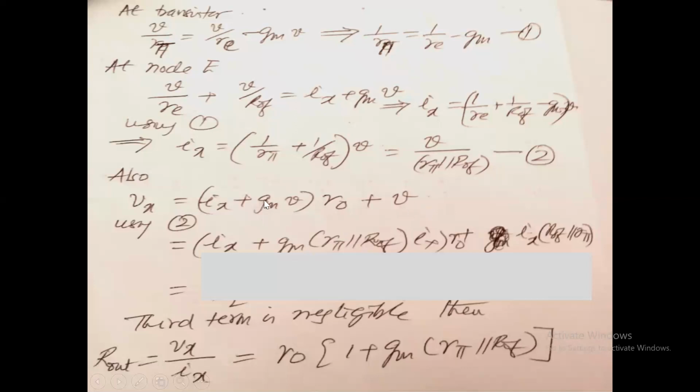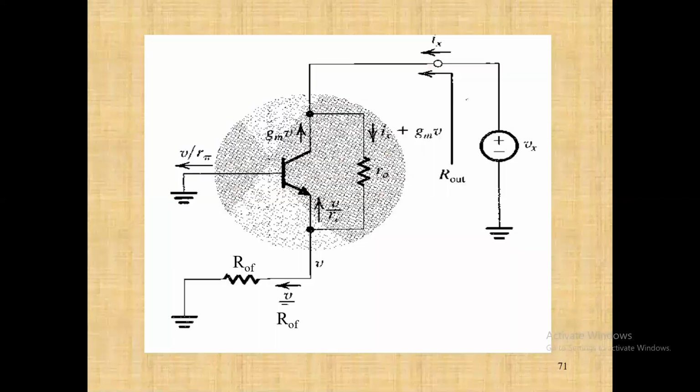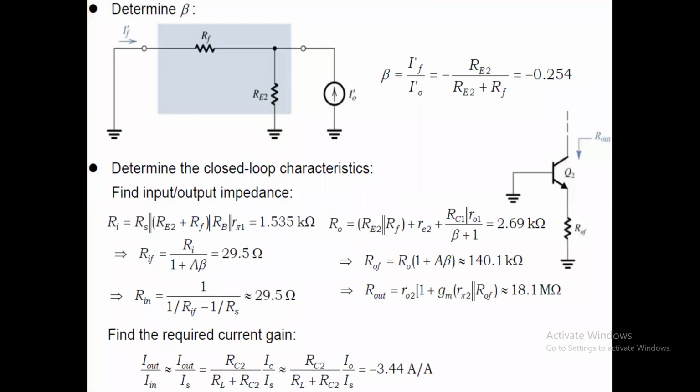V again can be written as Ix into R pi in parallel with ROF. So this is very small. You can neglect it here itself or here, whatever it is. So we are left only with this. So we'll get Ix common, you can take out, and Vx by Ix will be the Rout value, which will be this, which we have written there: 1 plus Gm R pi in parallel with ROF. And that is the formula which is written over here. And we are just substituting the different values and getting the value 18.1 megaohm.